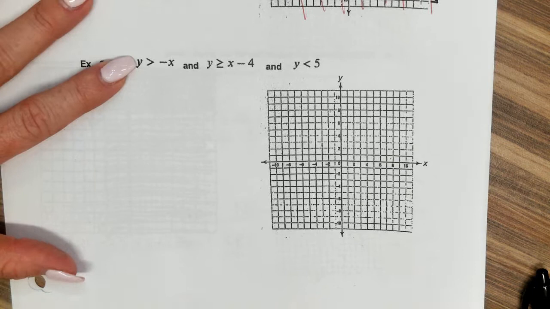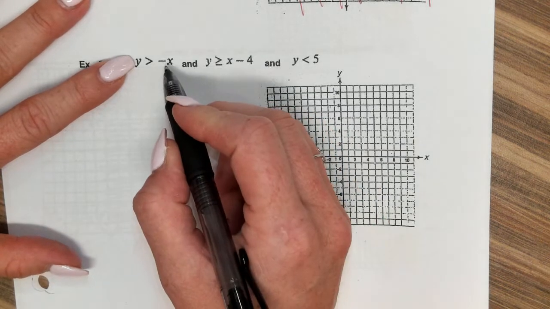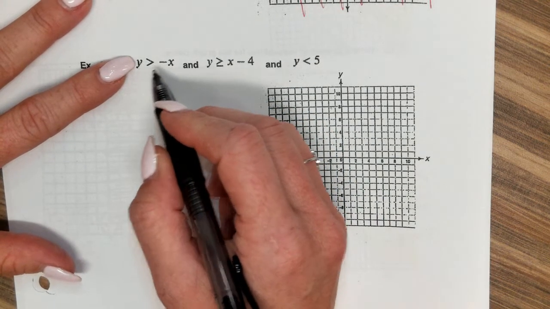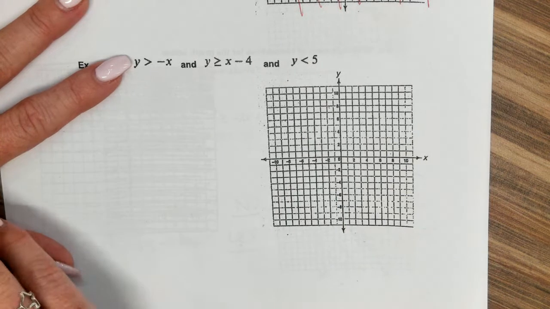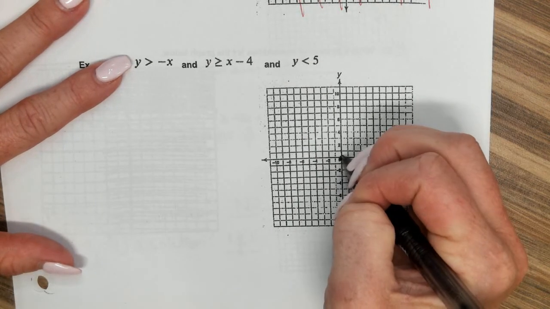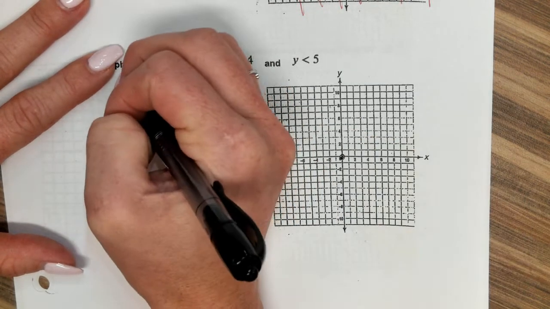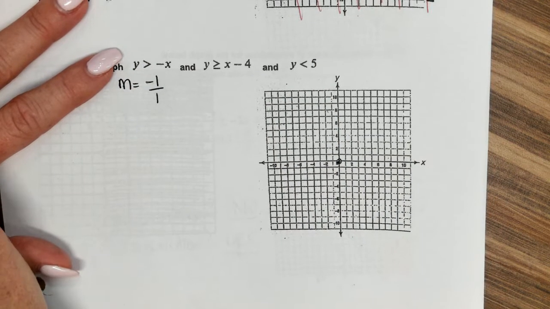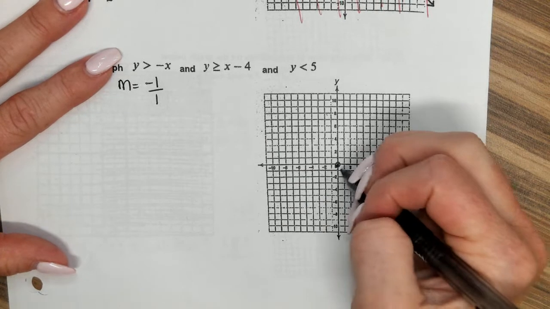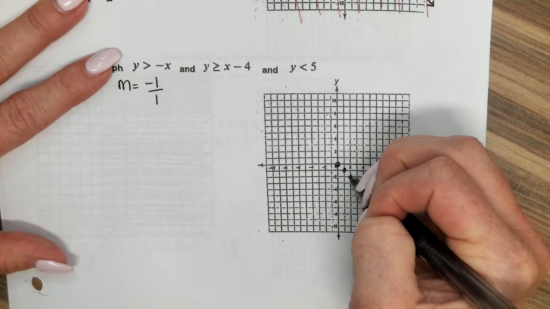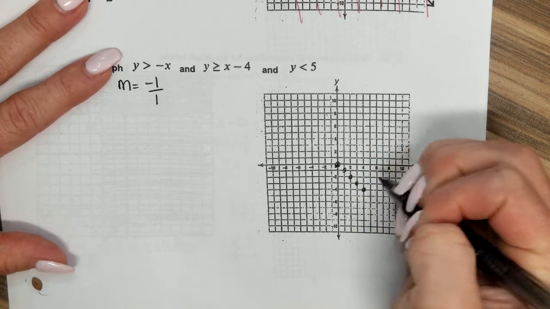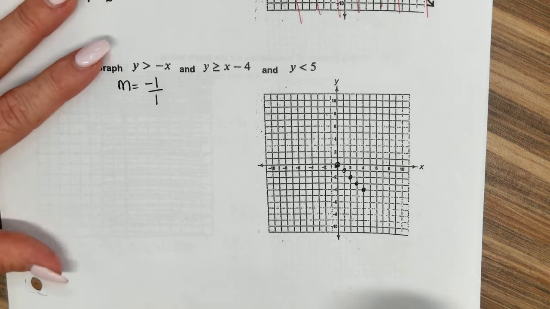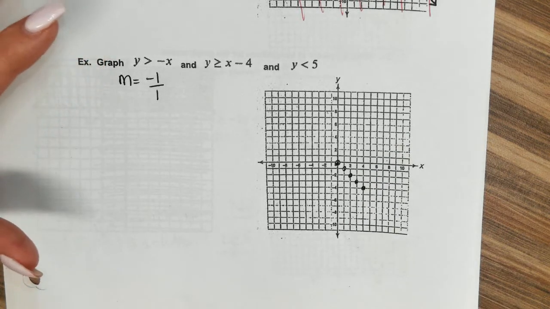Let's graph this one first. What is the y-intercept? What is my starting point? 0. What is my slope? -1 over 1. So I'm going to go down 1, right 1. Solid or dashed? Dashed.